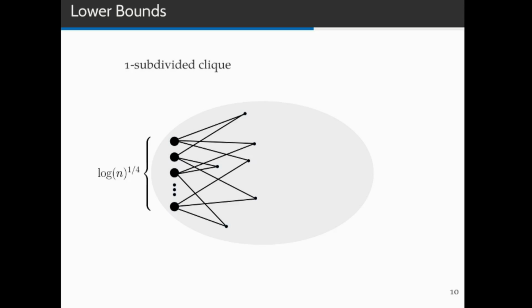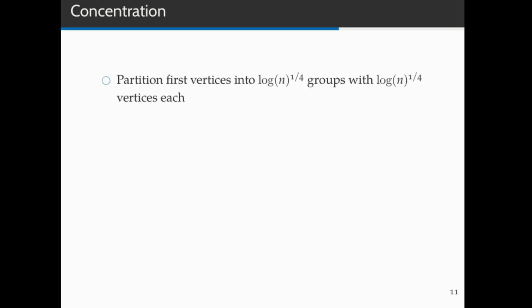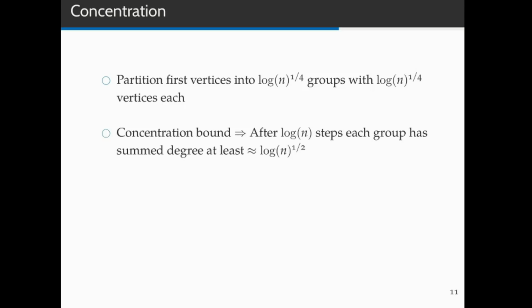We want to find log n to the 1/4 vertices which have a relatively high degree after a relatively short period of time, such that the degree of these vertices will be closely centered around their expected value, and our calculations will work. And we do so as follows. We partition the first vertices into log n to the 1/4 many groups, which each contain log n to the 1/4 many vertices. The sum degree of all vertices in a group is now relatively stable, and we can use our concentration bound to show that after log n steps, each group has a sum degree of at least roughly log n to the 1/2.